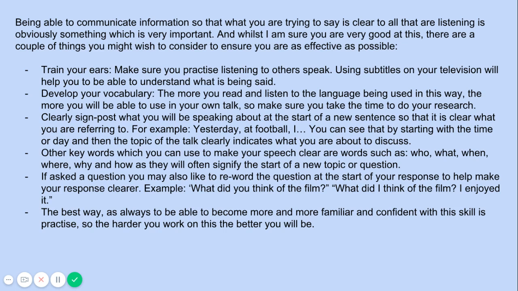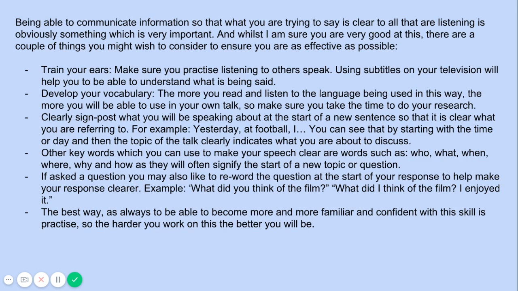You need to also clearly signpost what you'll be speaking about at the start of a new sentence so it's clear what you are referring to. So, for example, "yesterday at football." In this example, you can clearly see that by starting with the time or day and then the topic of the talk, that will clearly indicate what you are about to discuss.